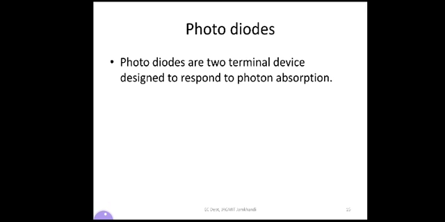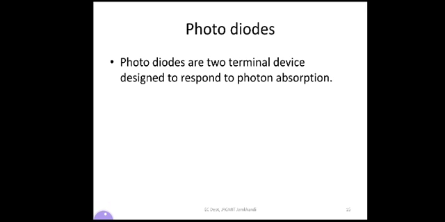So the photodiodes are two terminal devices. As it is a diode, obviously it is a two terminal device which is designed to respond to photon absorption, which are called photodiodes. So a photodiode produces current when the junction is exposed to radiation. Some photodiodes have extremely high sensitivity and response speed.